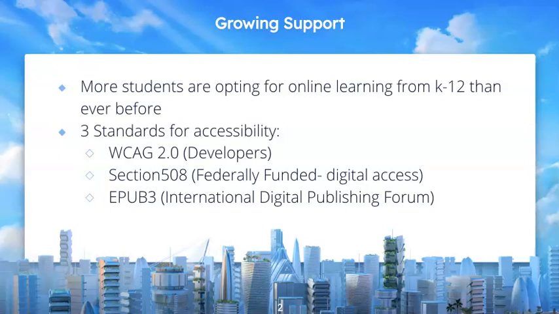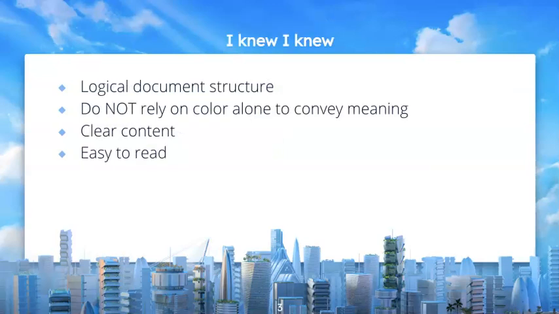I also learned that there are 3 standards for accessibility. The WCAG 2.0 group, they're the developers. Section 508 is a federally funded digital access program that checks to make sure everyone is hitting the guidelines. EPUB 3 is an international digital publishing forum that originally wasn't created for accessibility, but has since adjusted and now falls under the umbrella for supports.